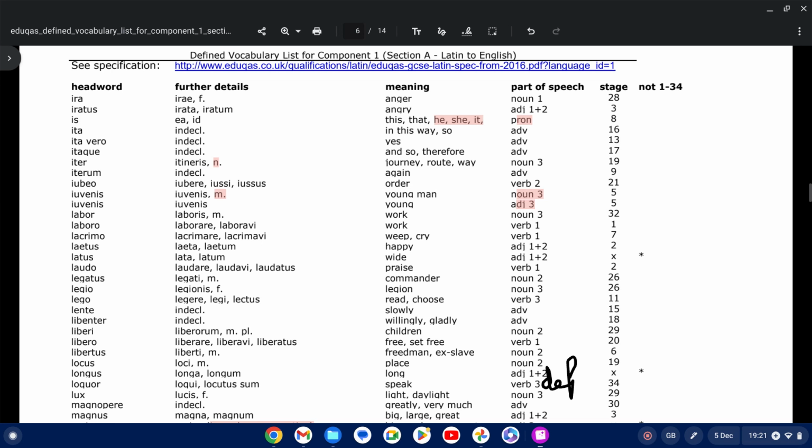They have anger. Next, is, ea, id. I spent ages talking about this in the previous video that you won't ever see. So it means this, that, he, she, it. It also gives you them, which you can't see here. I don't know why it gives you them rather than they. But anyway, watch the Latin tutorial video on this. I've linked it on Firefly as well. So watch that. Is, id, this, that, he, she, it.